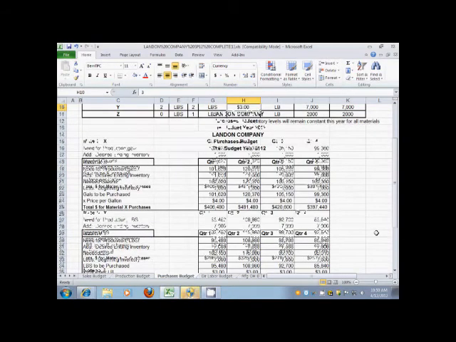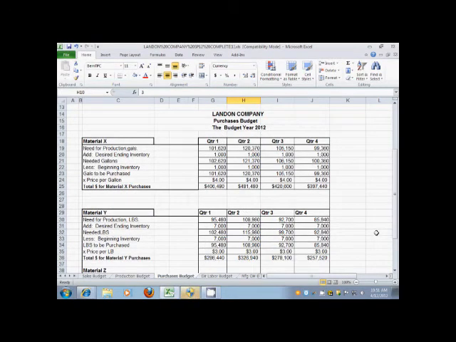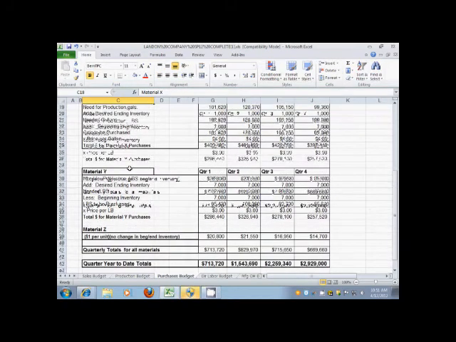Now, the purchases budget, I want to point out, is set up very much like the way we set up a production. We determine what we need, and then we subtract away our beginning inventory. But there is a key point to be made. When we do this budget, we have to do one material at a time. You see X, you see Y, and then you see Z. So we have to do this one material at a time.